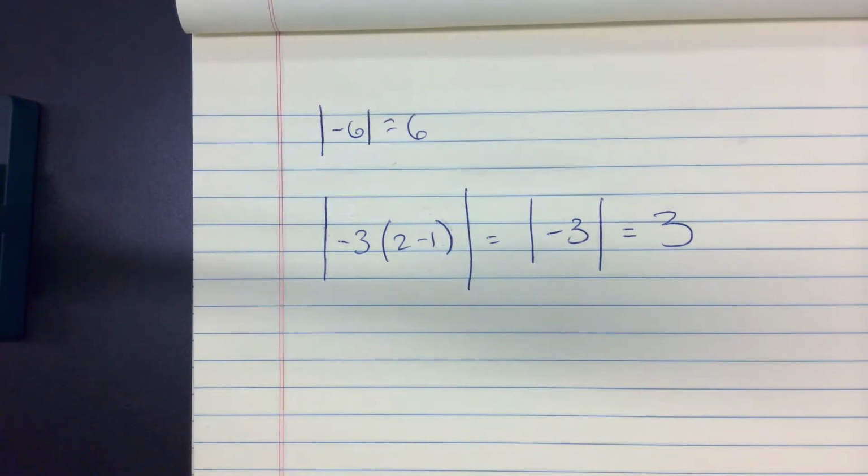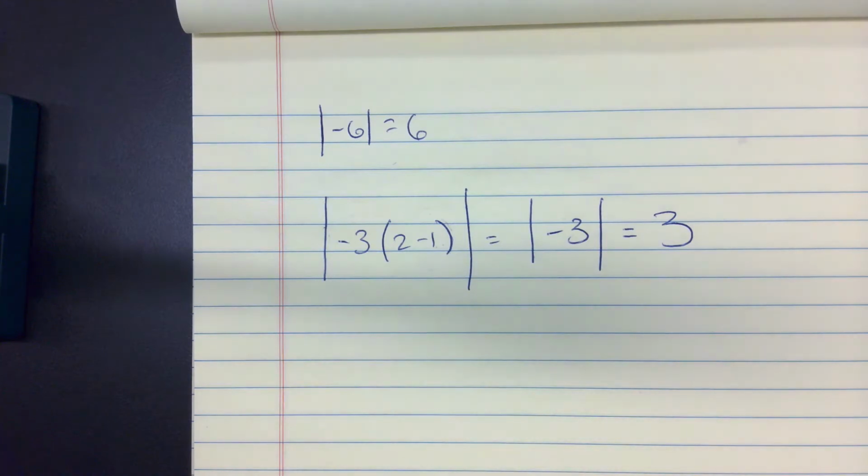All right? So no matter what's inside of it, your goal is to get the absolute value down to one number, and then find the absolute value of that one number. Now the thing about it is, if you have the absolute value of a positive, like the absolute value of 4, it's just 4. The absolute value of 6 is just 6. Nothing changes, okay?